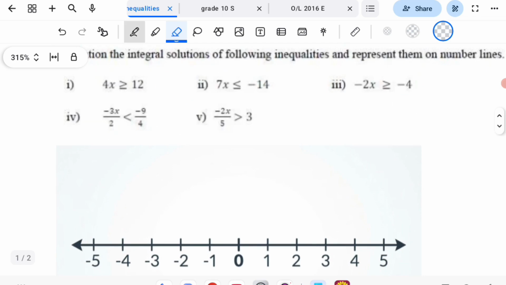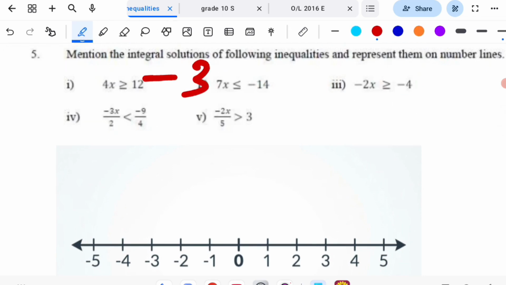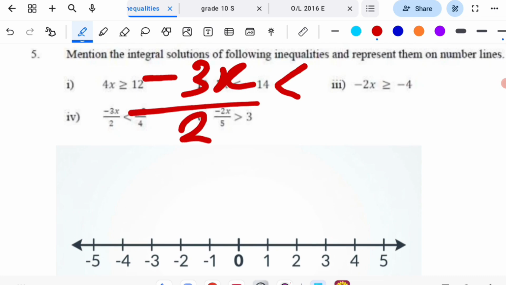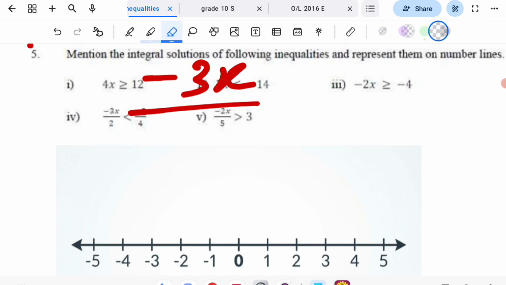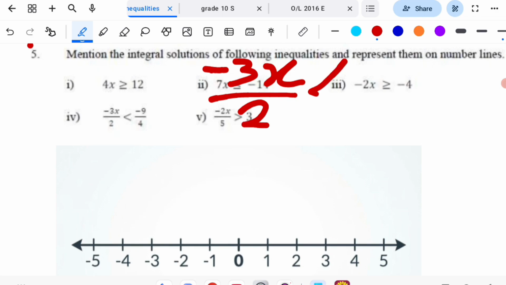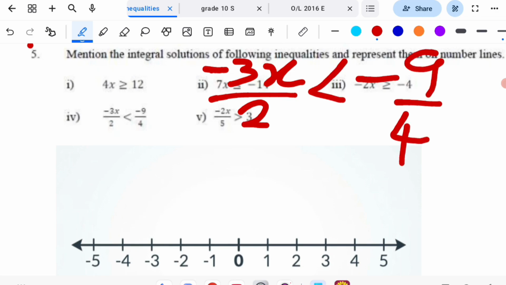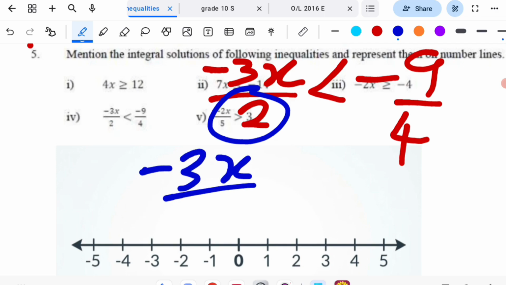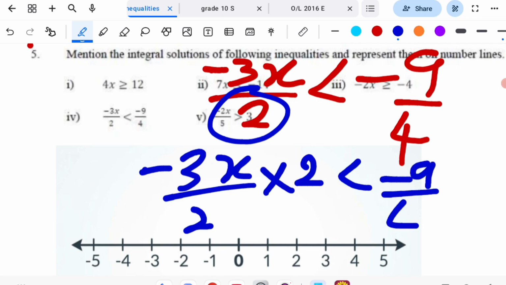Then part 4. Minus 3x over 2 less than minus 9 over 4. First of all, we have to remove the divide by 2. Therefore, we can multiply both sides by 2. Minus 3 over 2 multiplied by 2 less than minus 9 over 4 multiplied by 2. 2 divided by 2, 1. 4 divided by 2, 2.